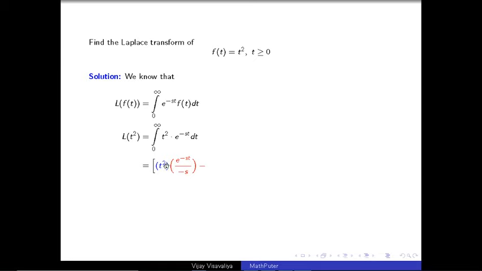The derivative of t square is 2t. Integration of this quantity is this. Here we have minus sign, so again the opposite sign will be plus. The derivative of 2t with respect to t. Keep in mind, everything is differentiated and integrated with respect to t only. So the derivative of 2t is 2, and the integration of this quantity will be e raised to minus st upon minus s cube.